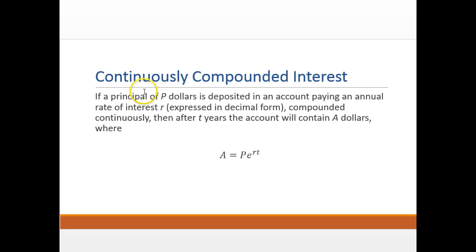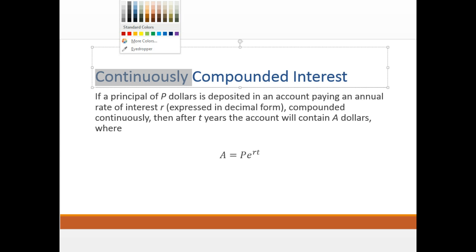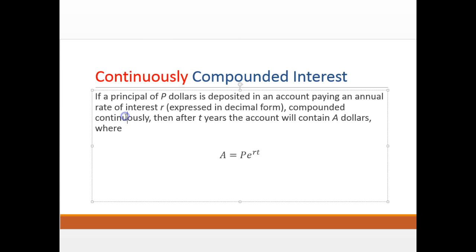So, if a principal of P dollars is deposited in an account paying an annual rate of interest R compounded continuously, this is the big key here. It's compounded continuously. If you see continuously, you should automatically think this formula: A equals P e to the RT. I call it my PERT formula because that's basically what it spells.